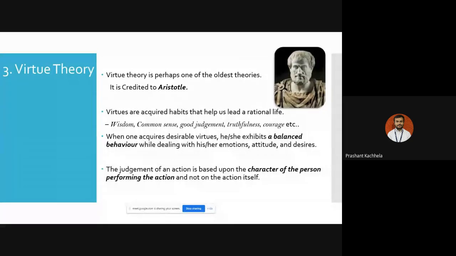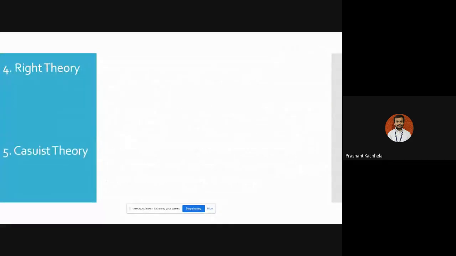Now, we go to theory number 4, which is about rights theory. The fifth is talking about casuist theory. But before that, we'll first see the aspect of rights theory. Rights theory is actually saying that all people have their own rights, right? So we have to act according to our rights.